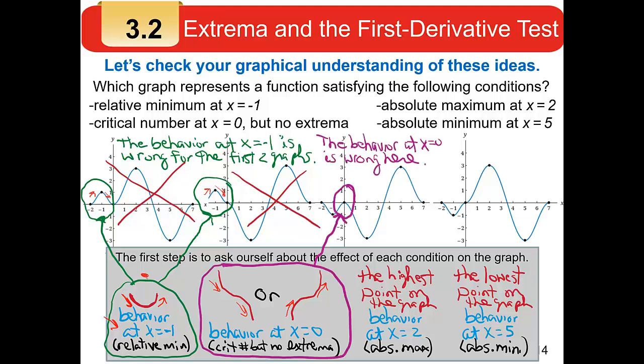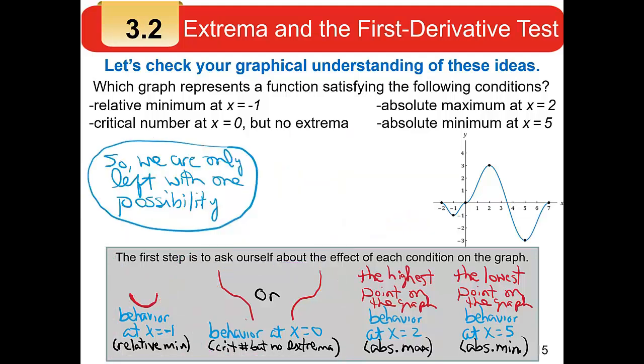What about the second condition? The second condition says that at 0 it either goes down, down, or up, up. But this graph shows at 0 going up and then down. That's not right. At 0, it's not supposed to do that. It's either going to be down, down, or up, up. So the second condition knocks out the third graph. Well, what do you think now? You've only got one choice. You're only left with one possibility.